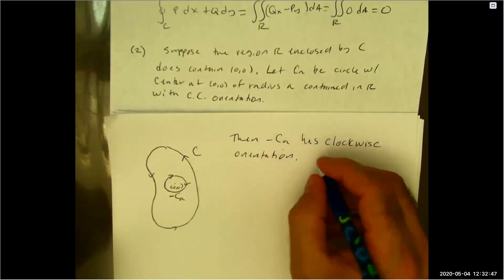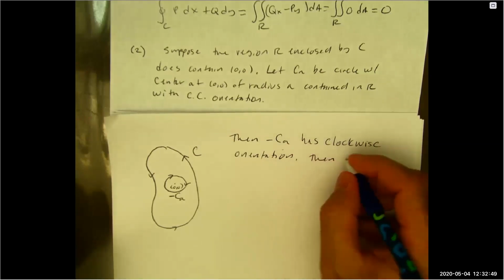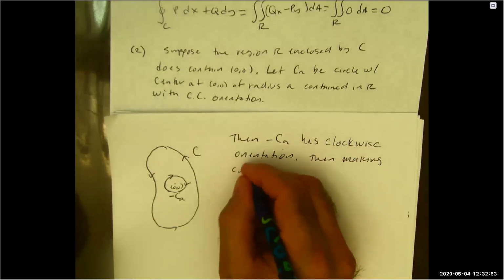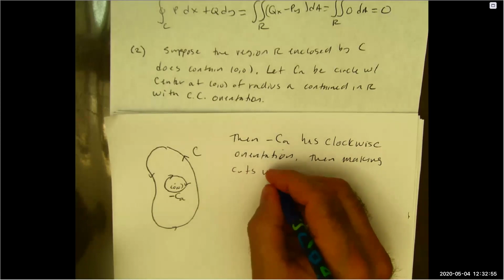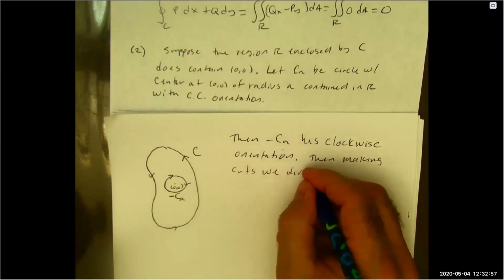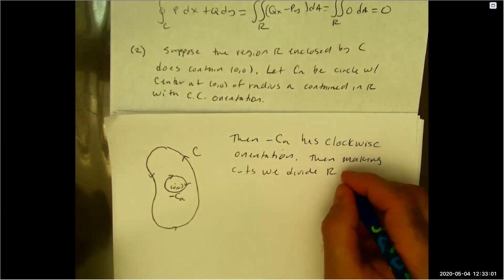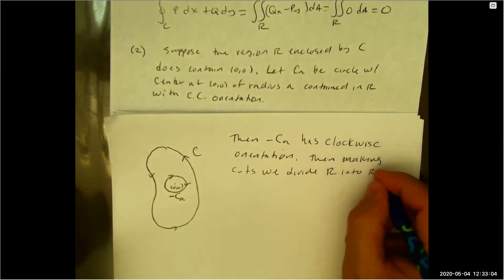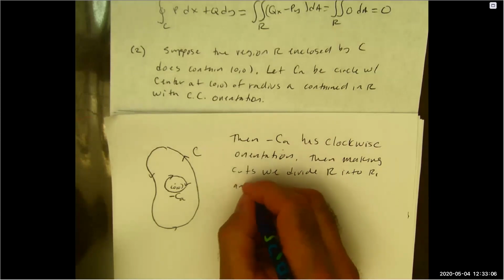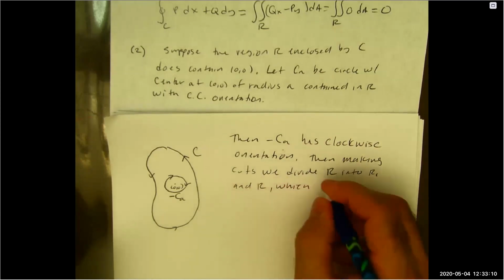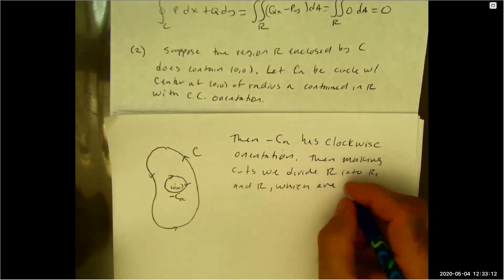And so then making cuts, we divide R into R1 and R2, which are simply connected regions.